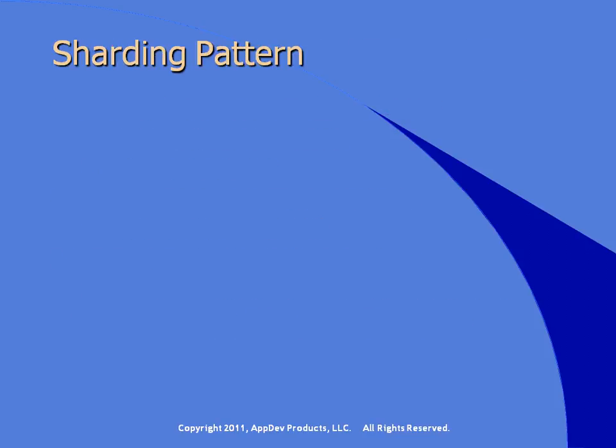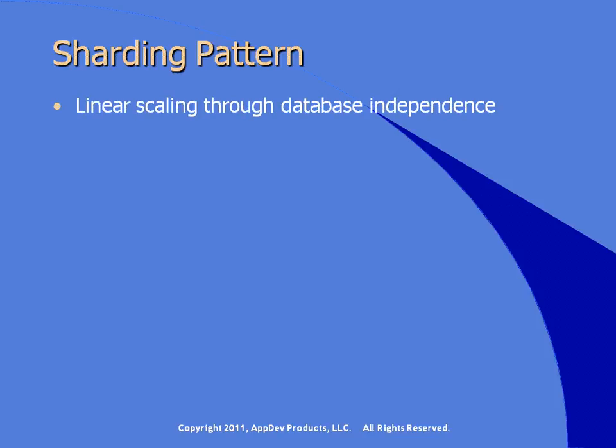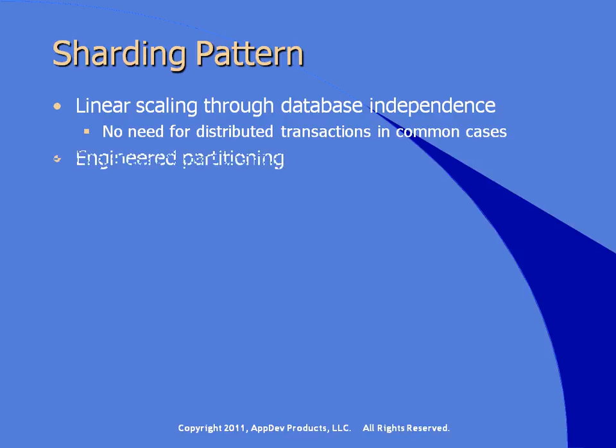We need to talk about scaling options. And one of the key concepts of scaling is the concept of sharding and the sharding pattern. Sharding is really the linear scaling through database independence. There are no needs for distributed transactions in most cases. Sharding also introduces the concept of engineered partitioning, meaning do we build our own scaling out and partitioning functionality, or do we let the database do it in a completely transparent manner?